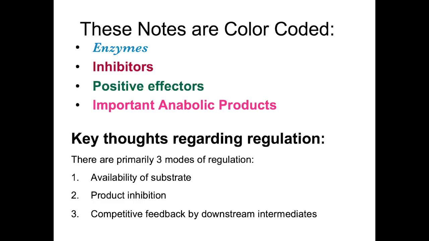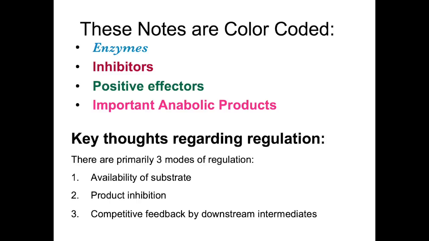These notes are color-coded to make things easier for you. The enzymes are colored in blue and are italicized. Inhibitors are red, positive effectors are green, and important anabolic products are pink. Some key thoughts regarding regulation are shown below.